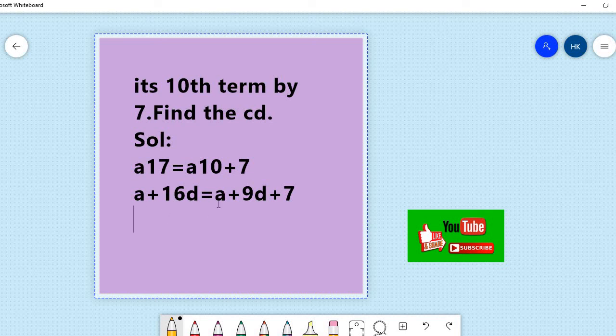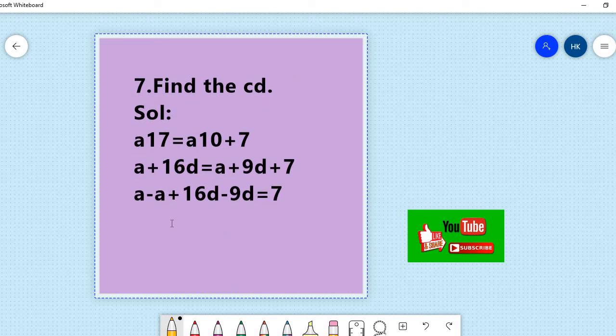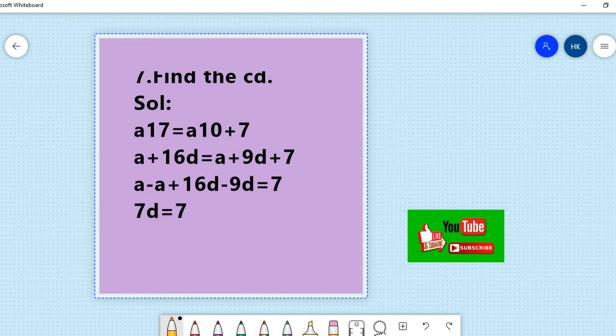Now, just substitute it. A plus 16d equals a plus 9d plus 7. This a we will bring to this side, so it will become minus a. And then write down plus 16d. We will bring 9d to this side. It will become minus 9d equal to 7. Keep 7 as it is. Plus a and minus a will get cancelled, right? Because plus and minus will always get cancelled. Now 16d minus 9d will give you 7d equal to 7.